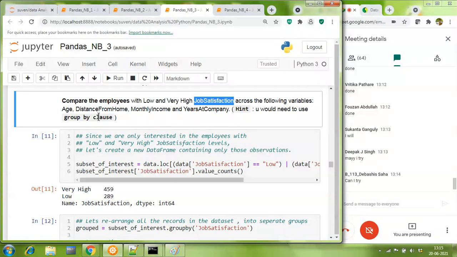Right. So once we group people by job satisfaction, friends, we would actually get four groups, not two. We are going to get four groups because there are four job satisfaction levels. There is low, there is medium, there is high, and there is very high. Now, obviously, I'm sure something has come to your mind.